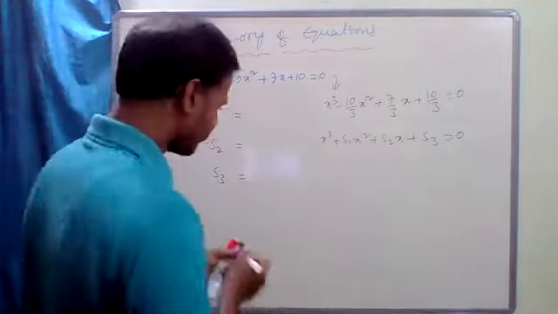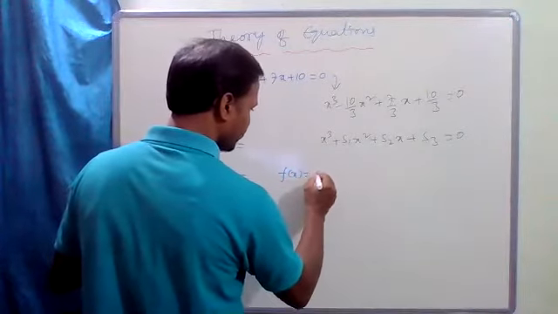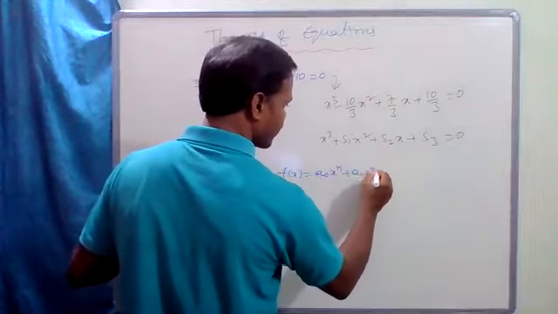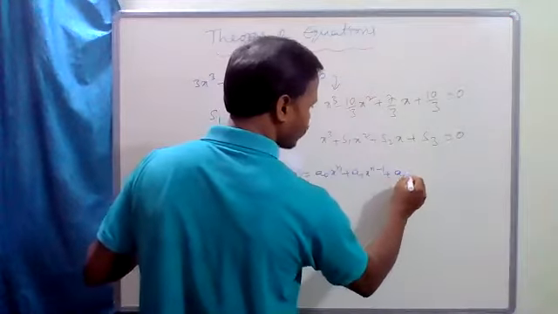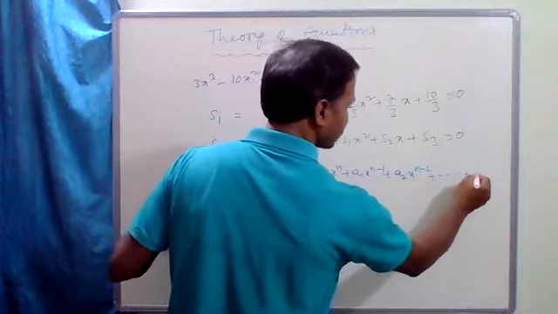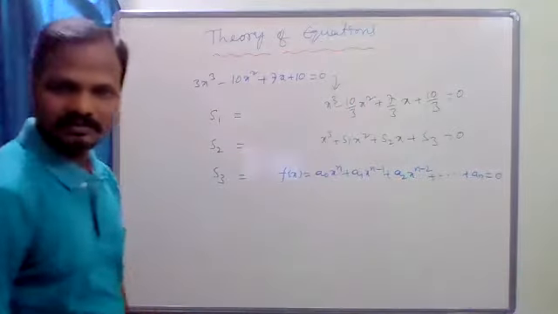So I will explain again. So what is our polynomial equation? a0 x^n plus a1 x^(n-1) plus a2 x^(n-2) plus so on plus an equal to 0. So this is the polynomial equation.